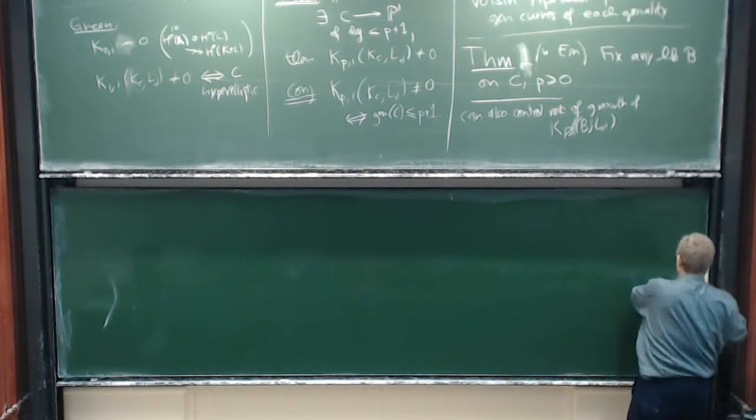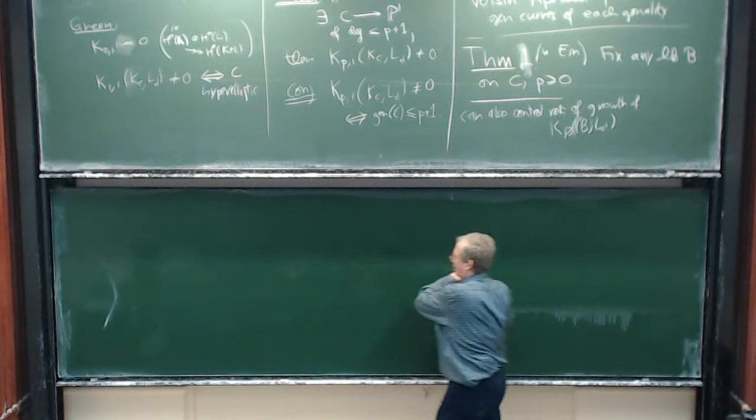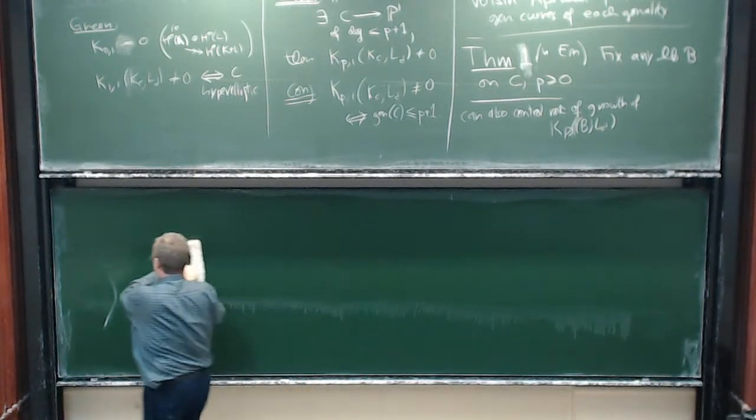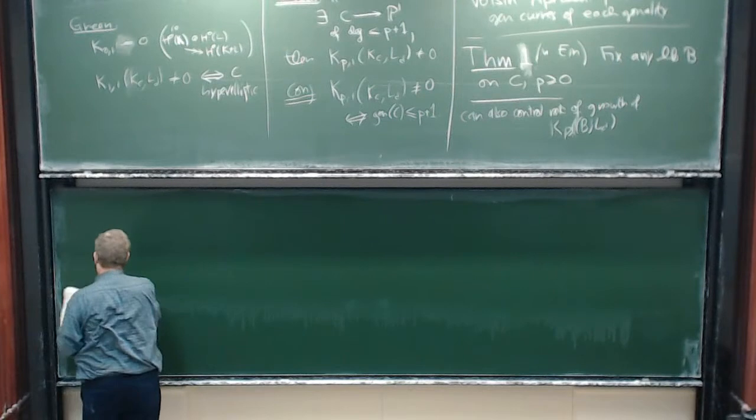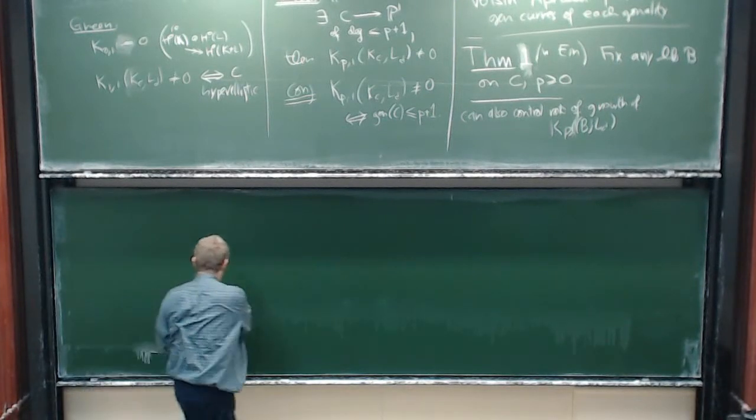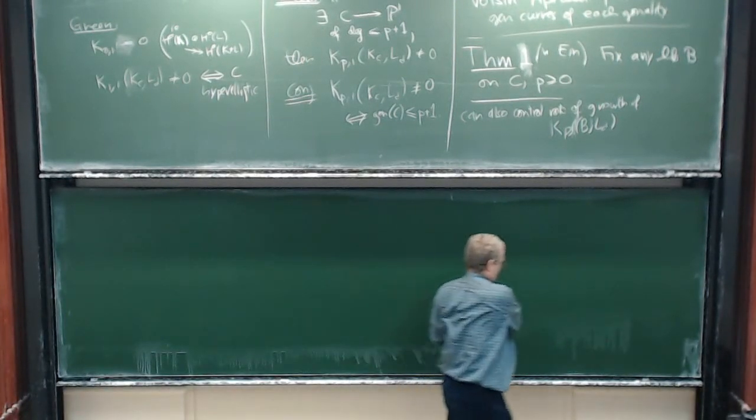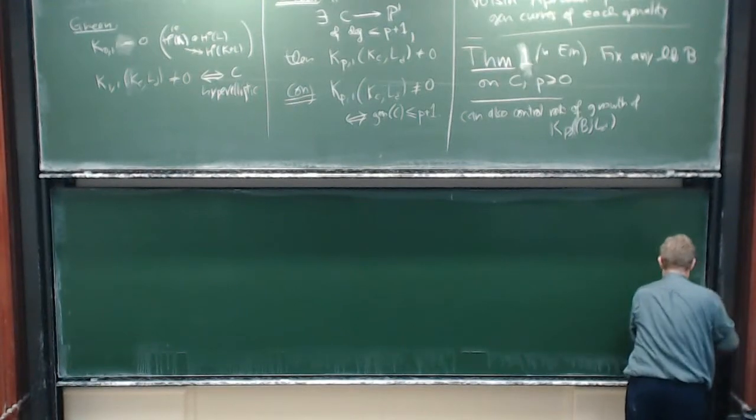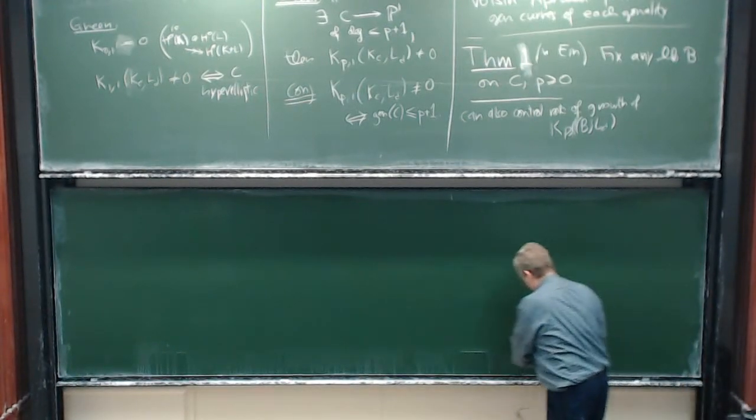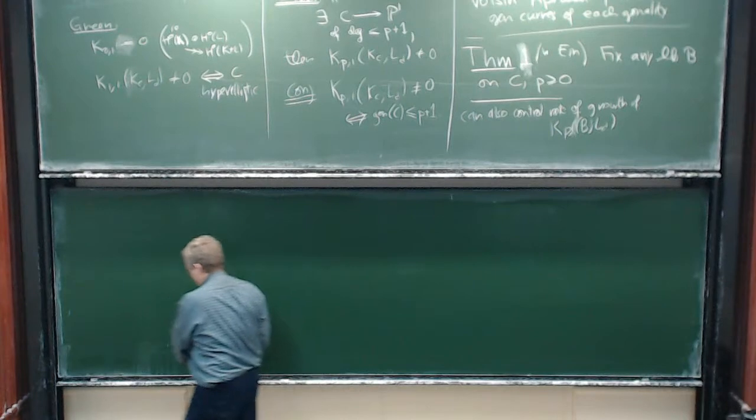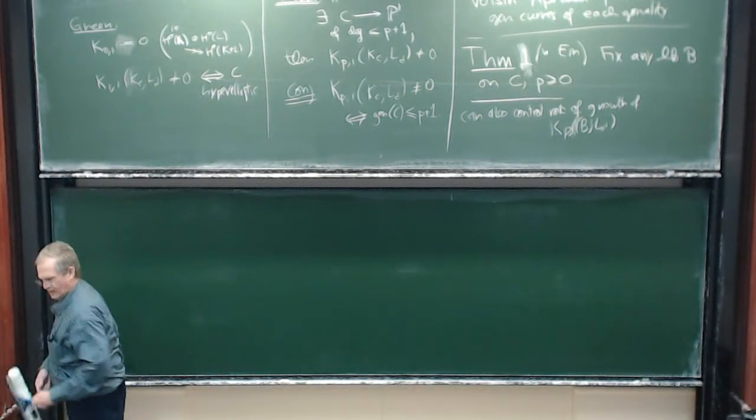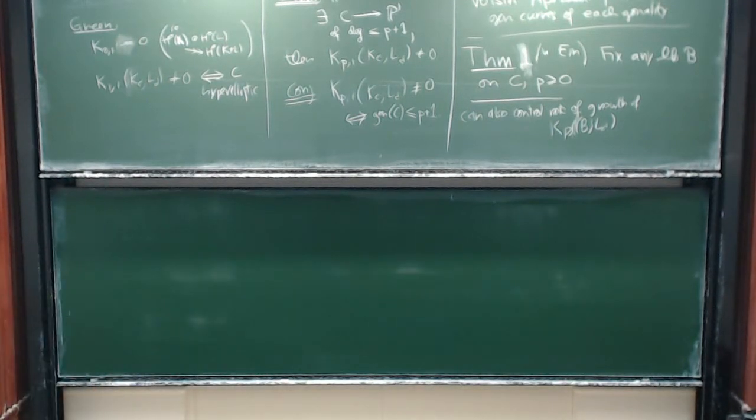There's also an effective statement about how large D has to be, but it's really a kind of a silly statement at the moment. So one would like to get a better statement. But okay. Let's talk now about Koszul cohomology and symmetric products.